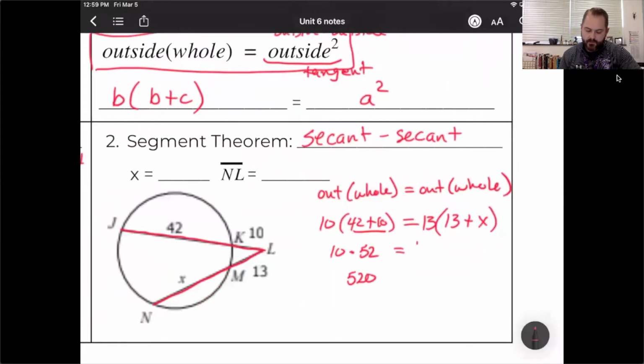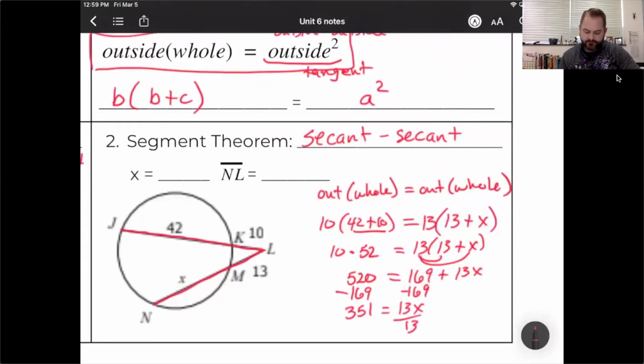But on the right side, we can distribute. In fact, we have to simplify that. So 13 times 13 is 169, and then 13 times X is 13X. Then we just subtract the 169 from both sides. 520 minus 169 is 351. And then we divide by 13. So 351 divided by 13 is 27. So X is 27, but this time they want something else.